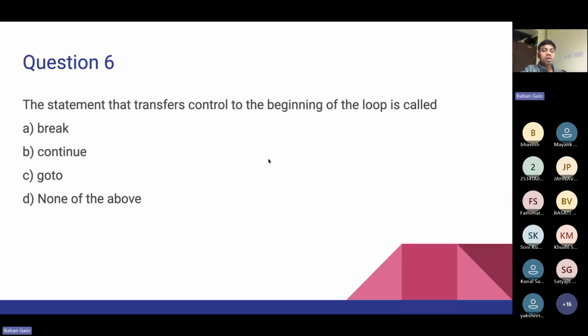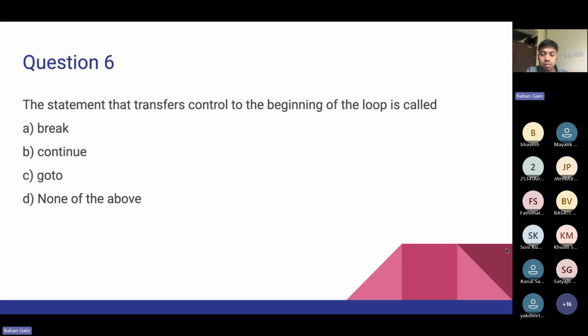Okay, next question. This is just an MCQ. Suppose you are in a for loop or any loop actually, and which statement will transfer the control to the beginning of the for loop or the beginning of the while loop or whatever. Is it break? Is it continue? Is it goto? Or is there none of the above? Continue. Okay. And why is that?